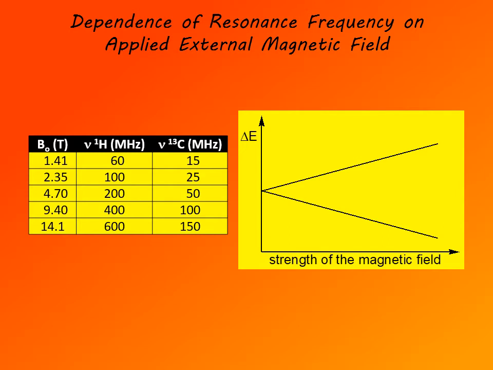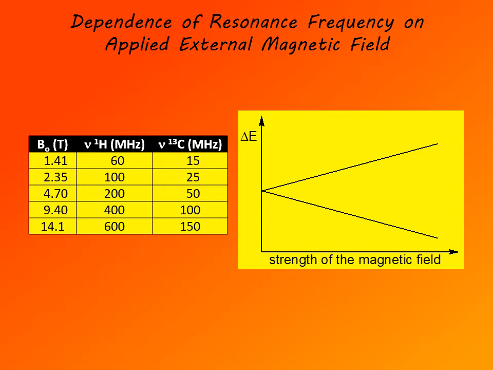And this graph shows how, with increasing strength of a magnetic field, the gap between parallel, which is shown by the lower line, and antiparallel, by the upper line, increases. So the stronger the magnetic field, the larger the gap, and that means the larger the resonance frequency.